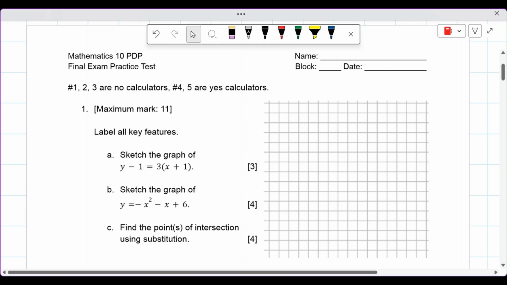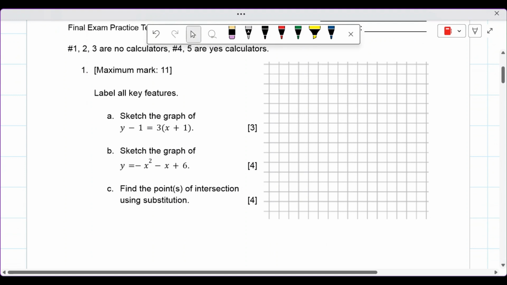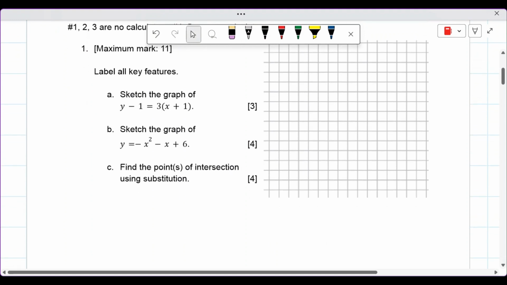All right, so we're going to do the final exam practice test. As you can see, the first three questions are no calculator test, and question numbers 4 and 5 you need to use a calculator. So let's get started. Sketch the graph of y minus 1 equals 3 times x plus 1.